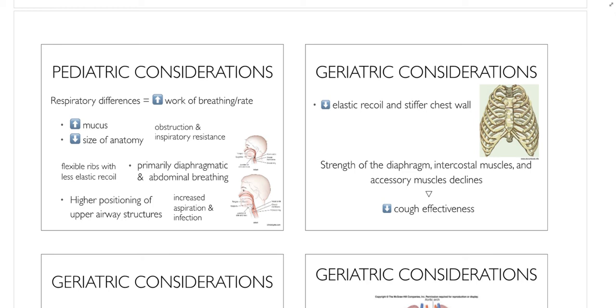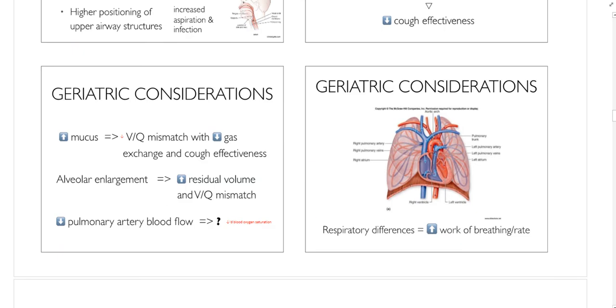So they're not going to be very effective at what we really need them to be good at, which is cough effectiveness. That's how we get a lot of our junk out of our lungs and how we promote getting bacteria or fungi or viruses out of our system using that mucus escalator. We also have in geriatrics an increase in mucus production similar to children.